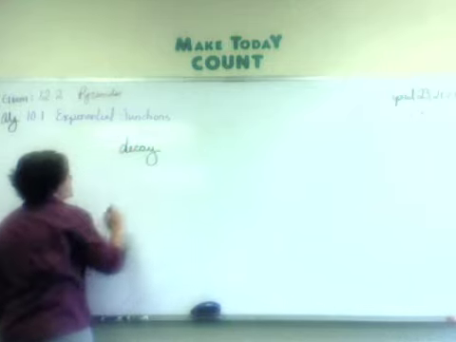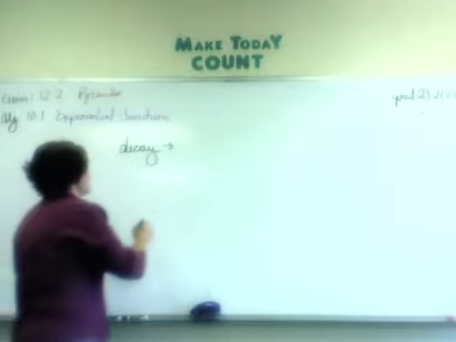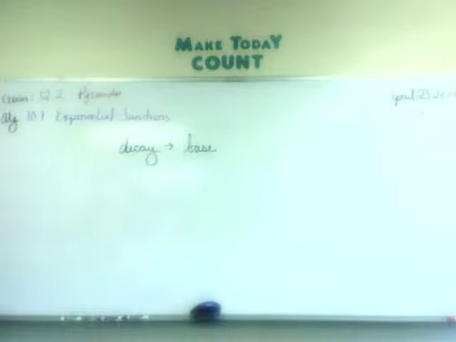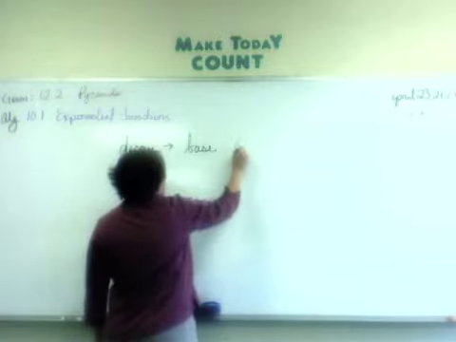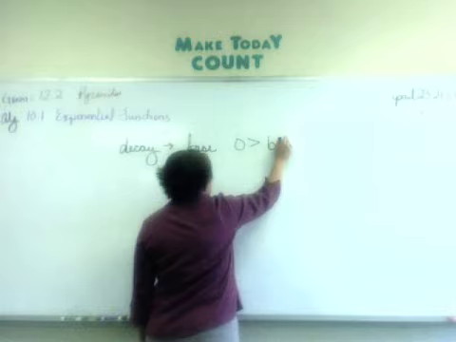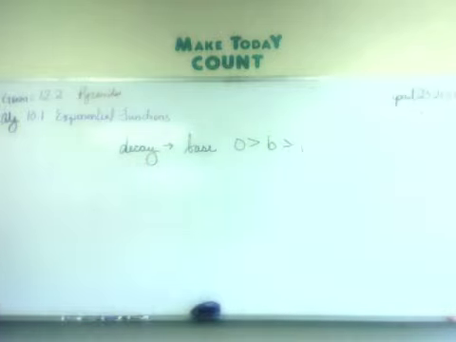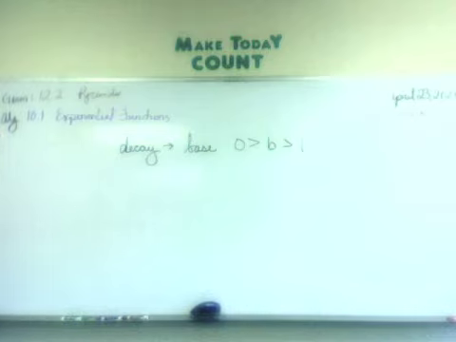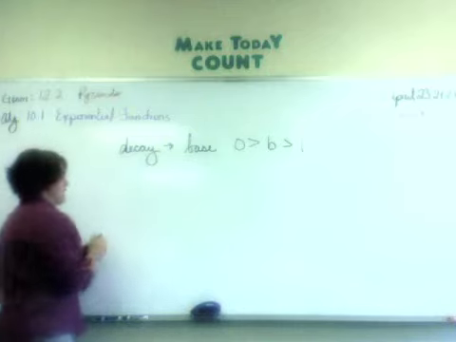Exponential decay occurs when the base of x is a value that is between 0 and 1. So what kind of values are between 0 and 1? 0.1. Fractions, positive fractions, okay? Or decimals that don't have a whole number. Examples of what that would look like.